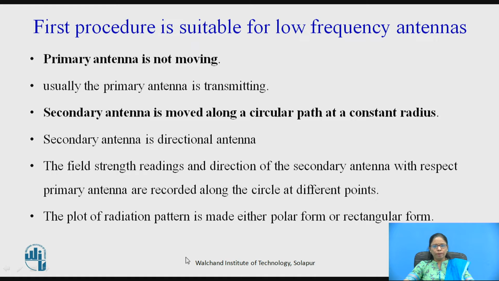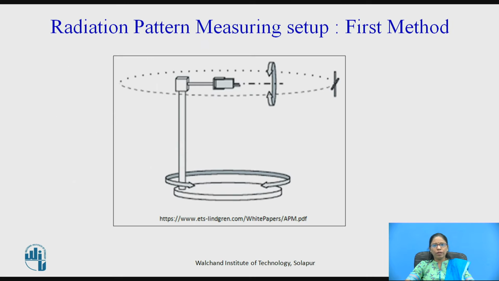The field strength readings and the direction of the secondary antenna with respect to the primary antenna are recorded along the circle at different points. And the plot of the radiation pattern is made either in polar form or in rectangular form. So we can plot in both ways, either polar or rectangular form. So this is the setup for measuring the radiation pattern.